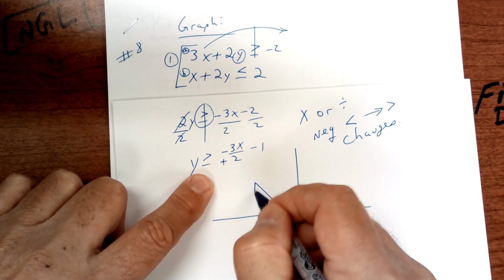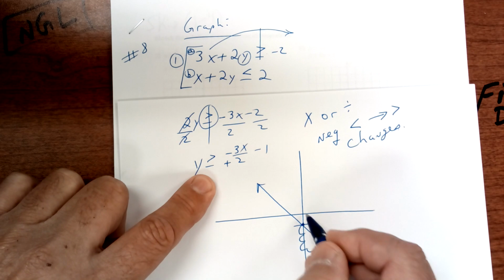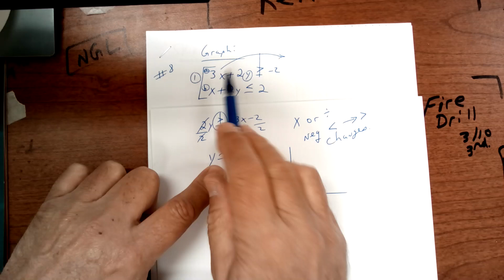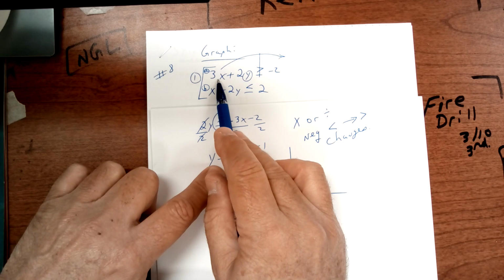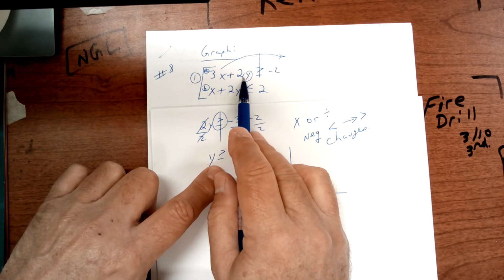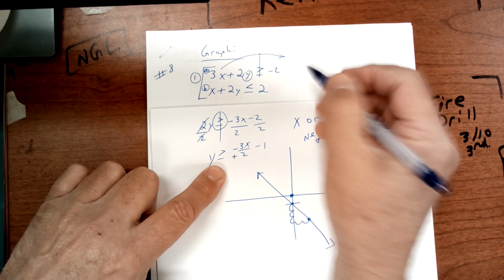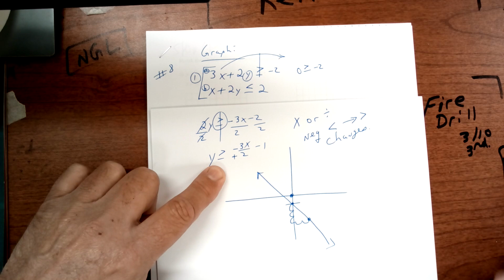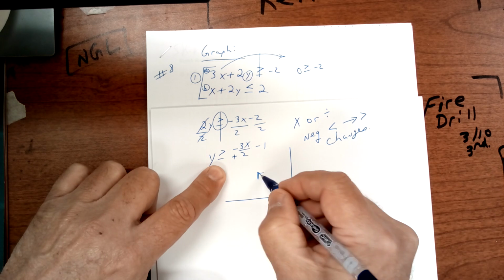I'm going to test 0, 0 into the original equation. So if I put a 0 here, I get 0, right? 3 times 0. If I put a 0 here, I get 0. So I get 0 is greater than or equal to a negative 2. It is greater, so that's true. So we're going to color the true side.